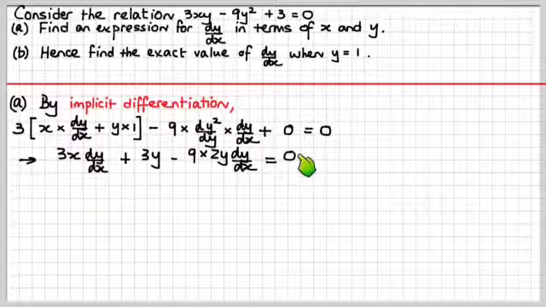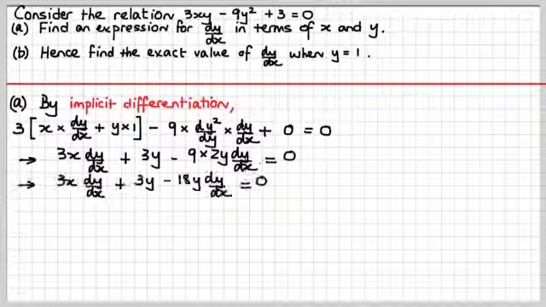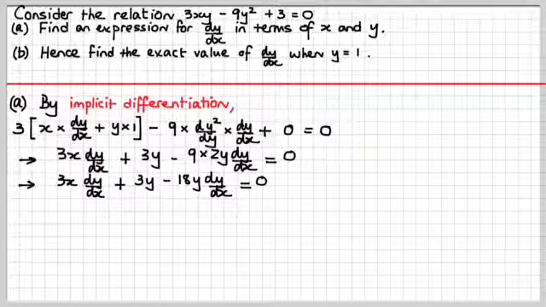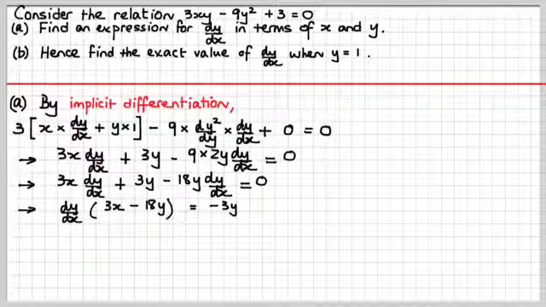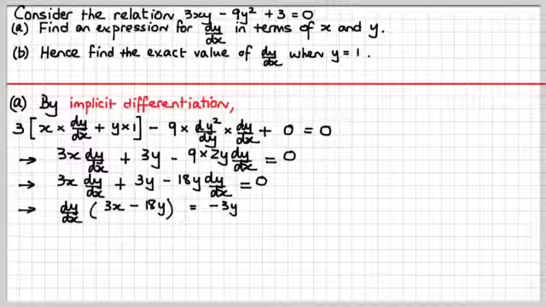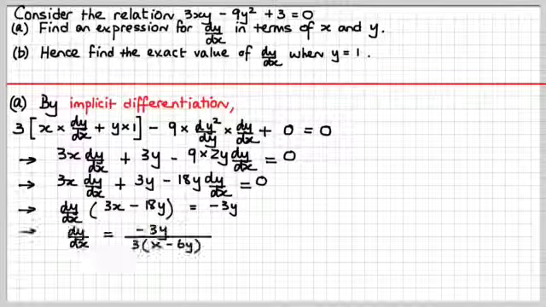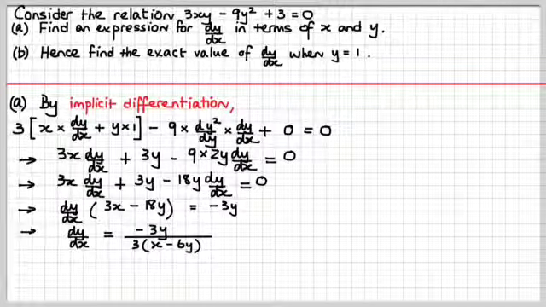Now, this is great because now all we've got to do now is factorise the dy/dx term out. So 3x dy/dx plus 3y minus 18y dy/dx equals 0. Take dy/dx out. We get dy/dx into 3x minus 18y equals minus 3y over the other side. Okay, now we're going to divide both sides by this term here and clean it up a little bit, and we're laughing. dy/dx equals minus 3y over 3 into x minus 6y.